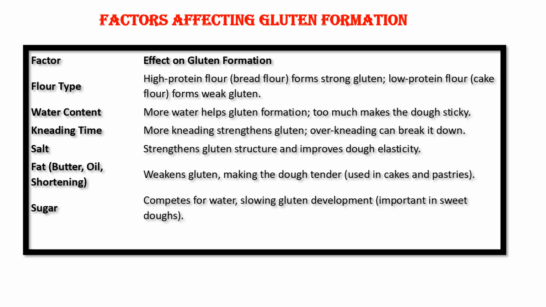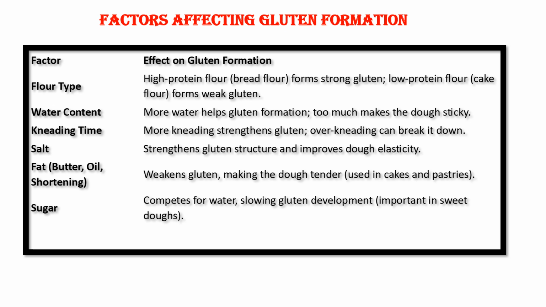Now coming to kneading time. More kneading time strengthens gluten, but over-kneading can break it down. It is also called mechanical action, increasing gluten strength by aligning and bonding protein strands. Over-kneading can break gluten strands, making the dough too tight and tough. Under-kneading may result in a weak gluten network, leading to poor dough structure.